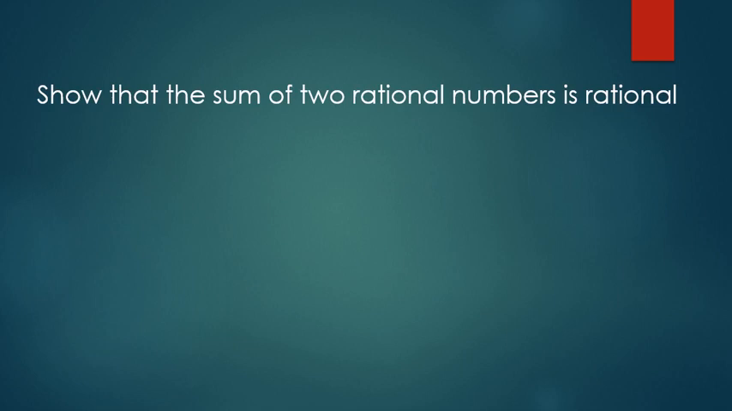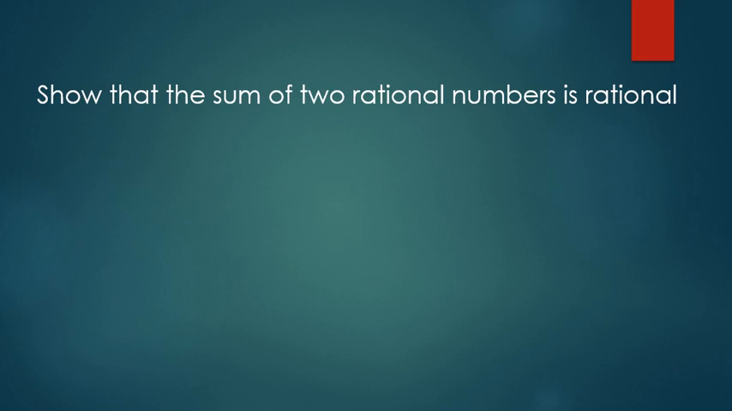So here's the third one. In the previous video, we talked about what it means for a number to be a rational number. So we're going to show or prove that the sum of two rational numbers is a rational number. Sometimes for short, you'll just see the sum of two rational numbers is rational.